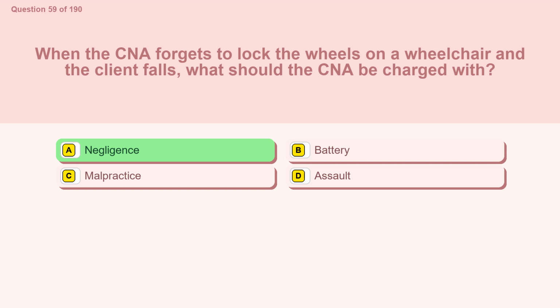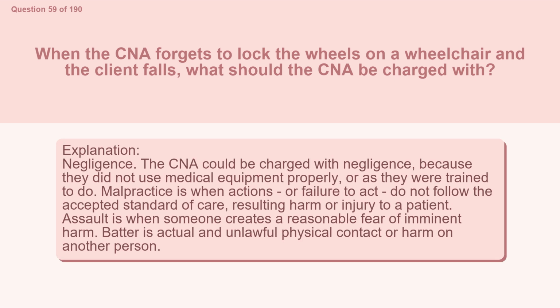The correct answer is option A, negligence. The CNA could be charged with negligence because they did not use medical equipment properly, or as they were trained to do. Malpractice is when actions or failure to act do not follow the accepted standard of care, resulting in harm or injury to a patient. Assault is when someone creates a reasonable fear of imminent harm. Battery is actual and unlawful physical contact or harm on another person.